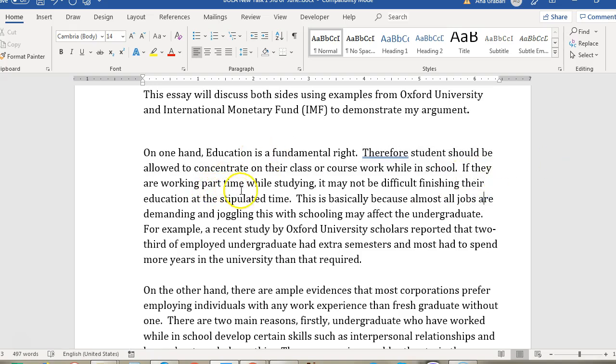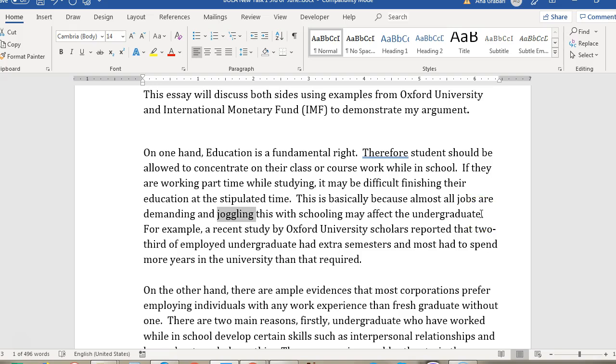"If they are working part-time while studying, it may not be difficult finishing their education at the stipulated time." You probably mean it may be difficult to finish their education at the, let's say, planned time, not stipulated. You mean they won't be able to finish high school, let's say in 3 years and not in more. And I would say if they work, you don't need present continuous here. "Okay, this is basically because almost all jobs are demanding and juggling this with schooling." I don't think this is a very appropriate verb for an academic essay. You might say, and combining employment with schooling may affect the undergraduates.